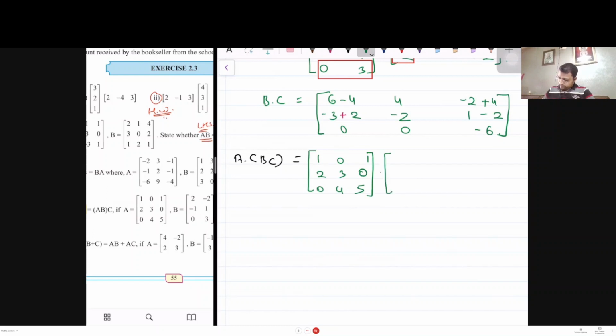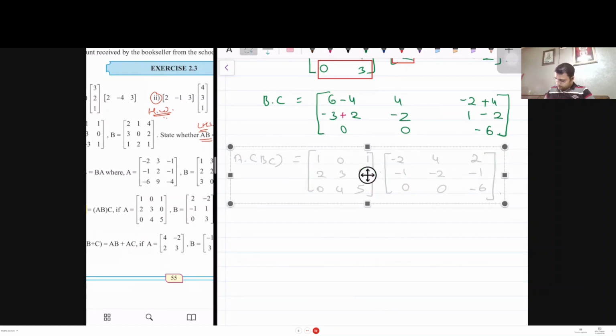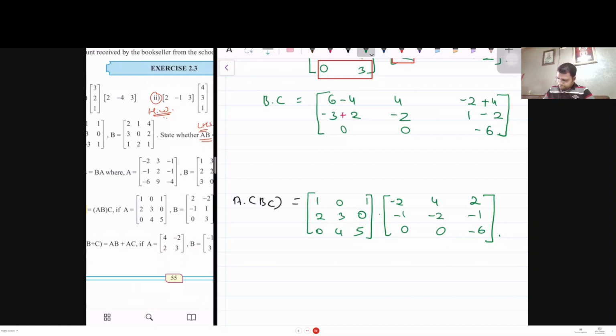Come on guys, let's do it carefully. This is negative 2, this is 4, 2, minus 1, minus 2 and minus 1, 0, 0 and minus 6. Obviously, one second. Yeah, what happened? Acha, I wrote it negative 2, sorry. 6.